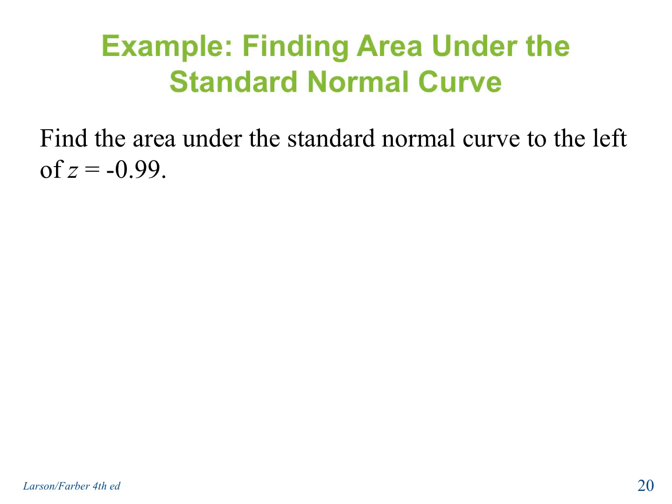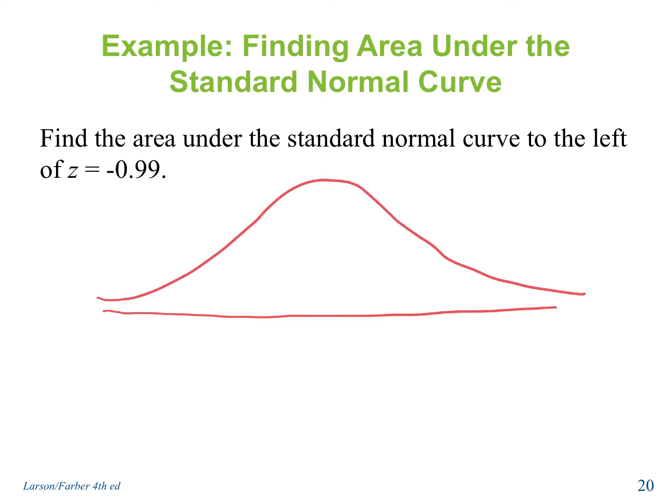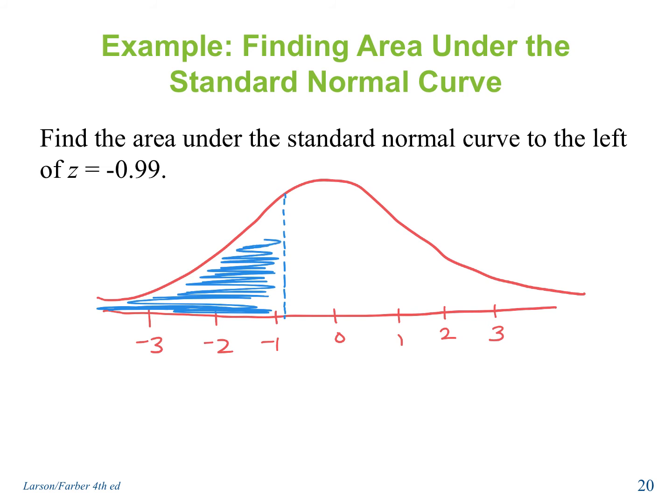Okay, our last few slides here, they want us to find the area under the standard normal curve to the left of a z-score of negative 0.99. So I'm going to draw my bell curve. Here's a z-score of 0, here's a z-score of 1, 2, 3, negative 1, negative 2, negative 3. And a negative 0.99 would be right about here. So we're looking for the cumulative area in this shaded region to the left of a z-score of negative 0.99.